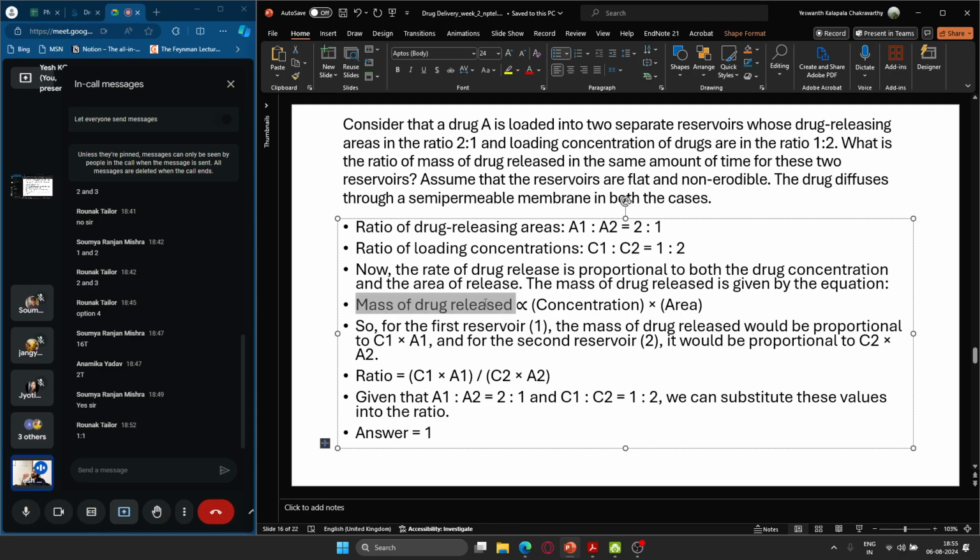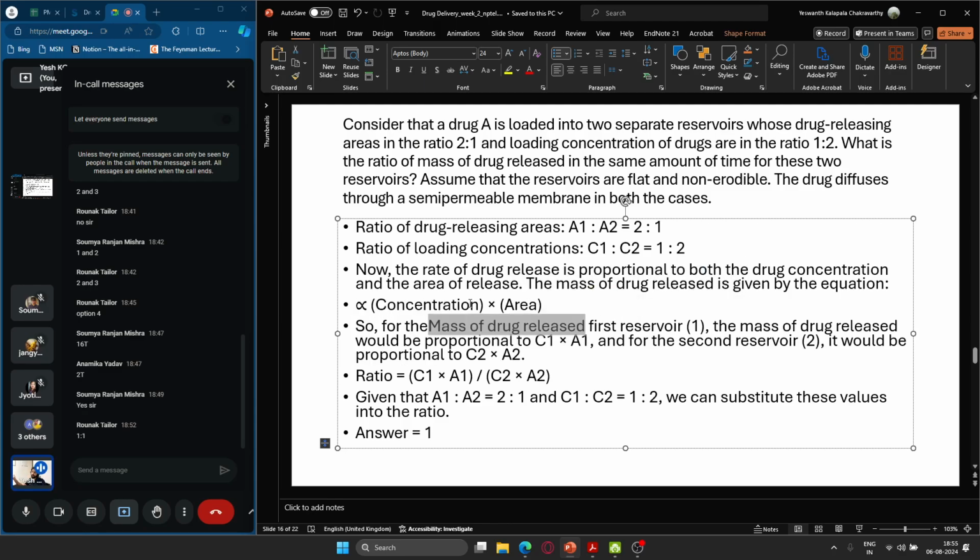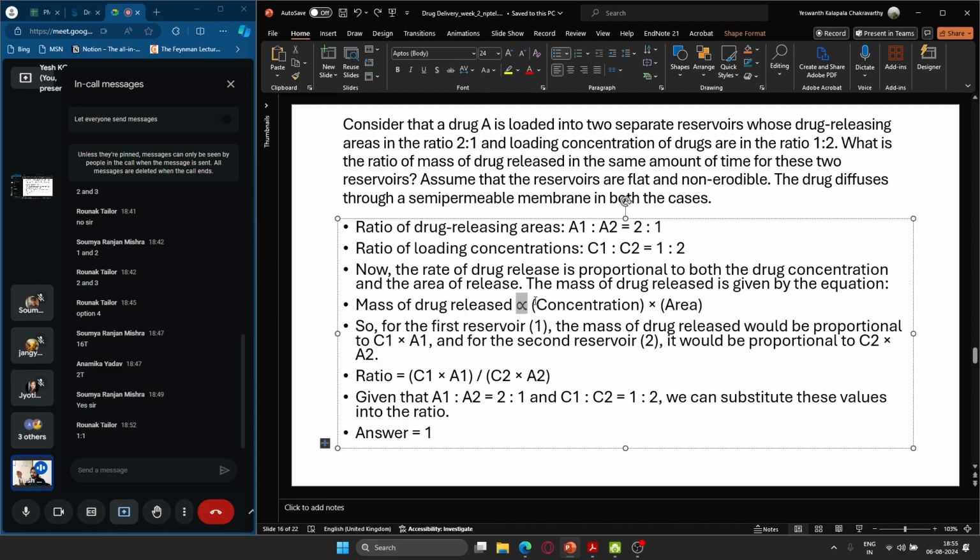And so let's assume the mass of the drug released is m. It is directly proportional to the concentration of the drug within the reservoir and the area of the reservoir itself. So concentration times area. For the first reservoir, the mass of the drug released would be proportional to C1 times A1. C1 is the concentration in the first reservoir, A1 is the drug releasing area of the reservoir. So C1 times A1 will give you the mass of the drug released from reservoir 1. Same for the second reservoir, C2 times A2.